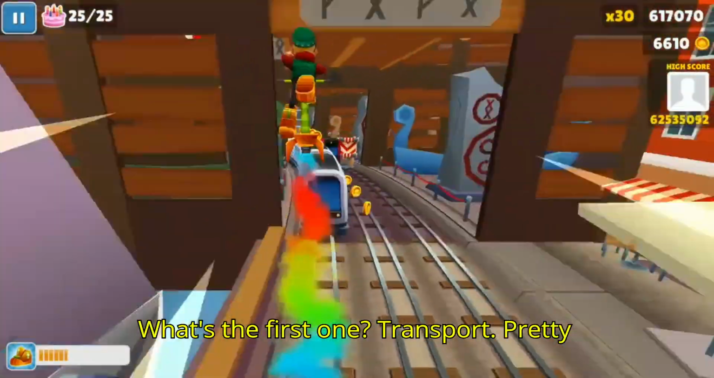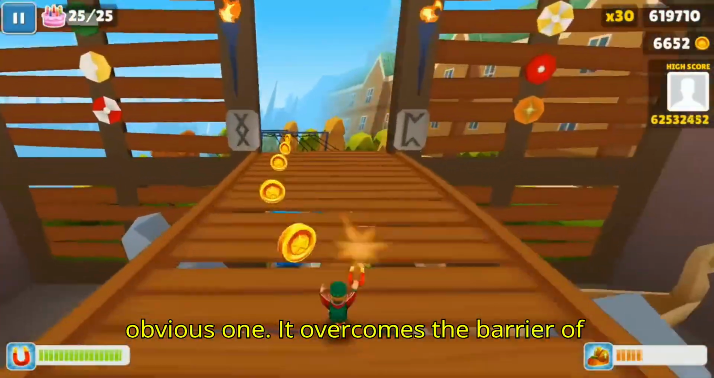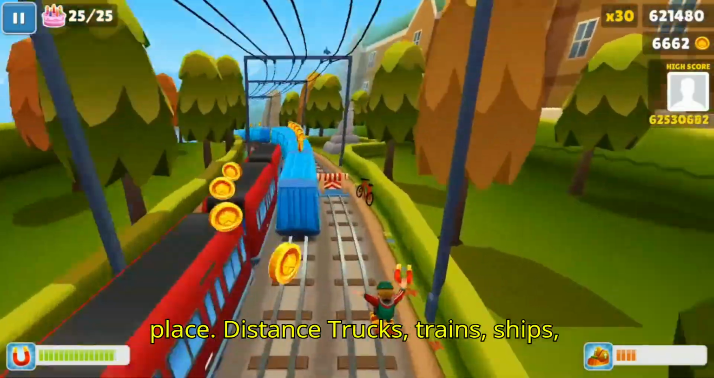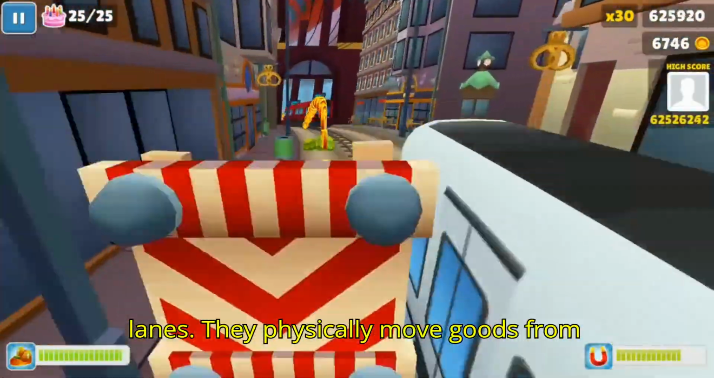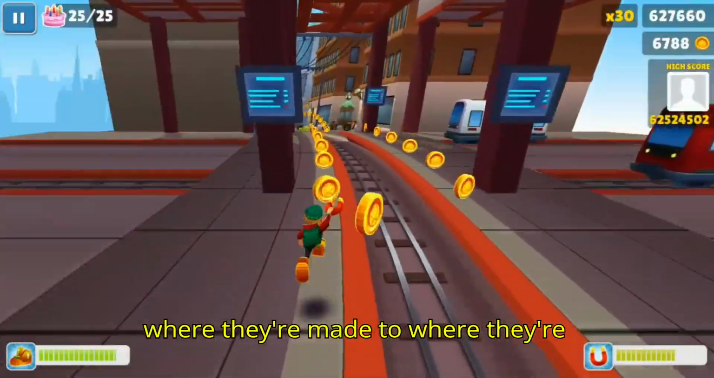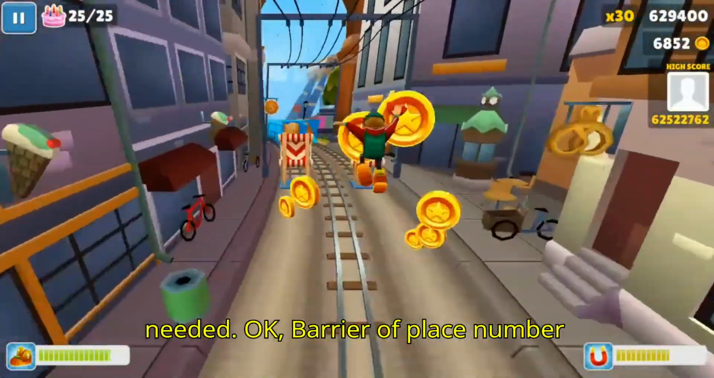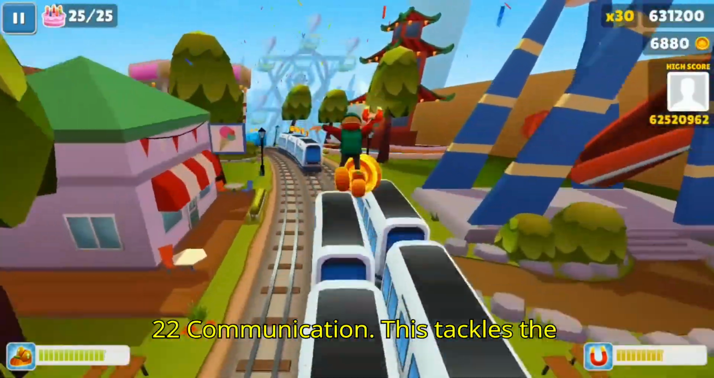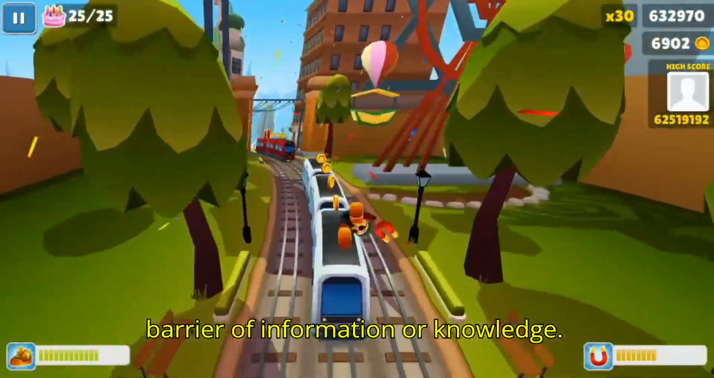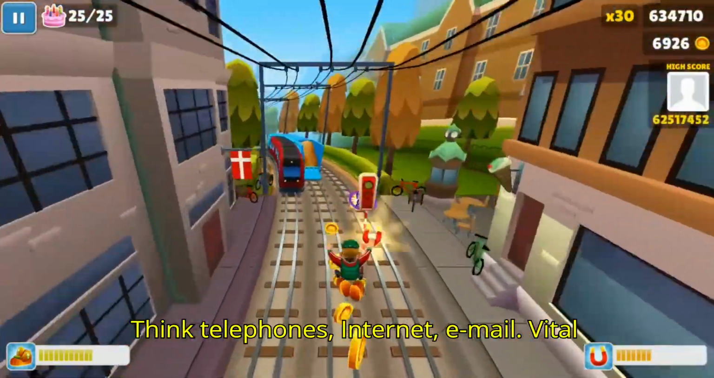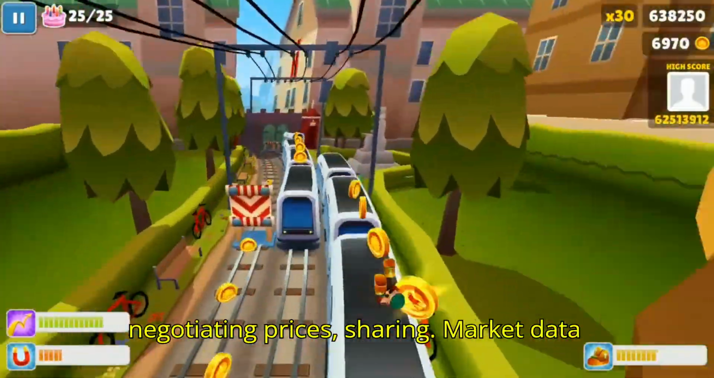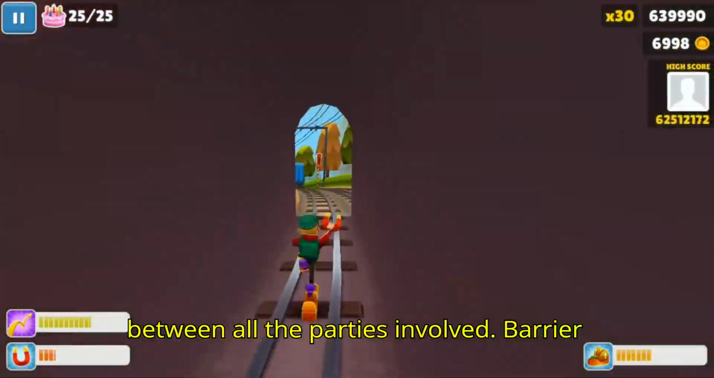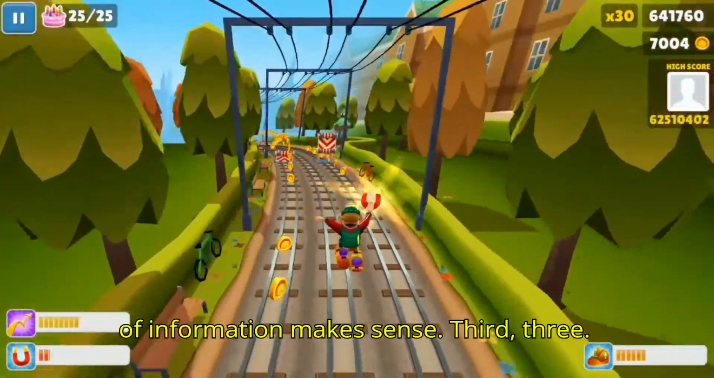1. Transport. Pretty obvious one. It overcomes the barrier of place or distance. Trucks, trains, ships, planes, they physically move goods from where they're made to where they're needed. Okay. Barrier of place. Number 2. 2. Communication. This tackles the barrier of information or knowledge. Think telephones, internet, email. Vital for placing orders, confirming shipments, negotiating prices, sharing market data between all the parties involved. Barrier of information makes sense.